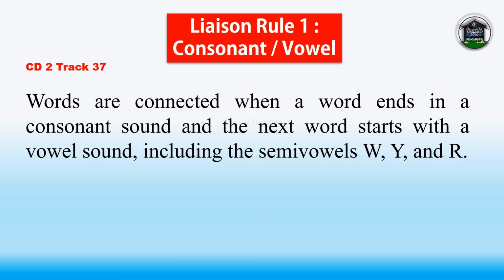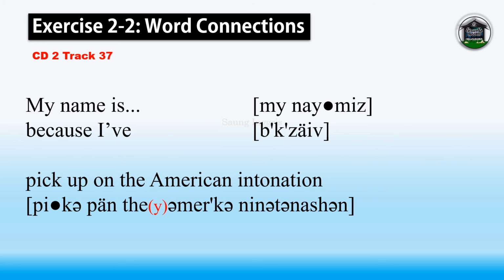Liaison Rule 1, Consonant-vowel. Words are connected when a word ends in a consonant sound and the next word starts with a vowel sound, including the semivowels W, Y, and R. Exercise 2-2, Word Connections. My name is, because I've, pick up on the American intonation.